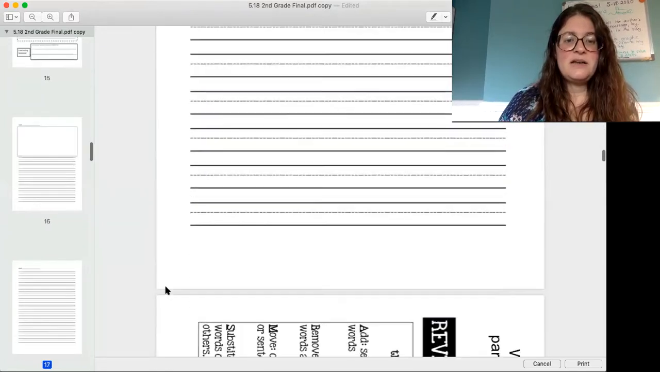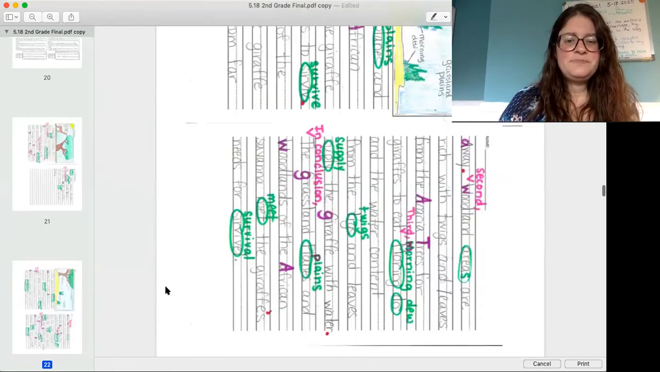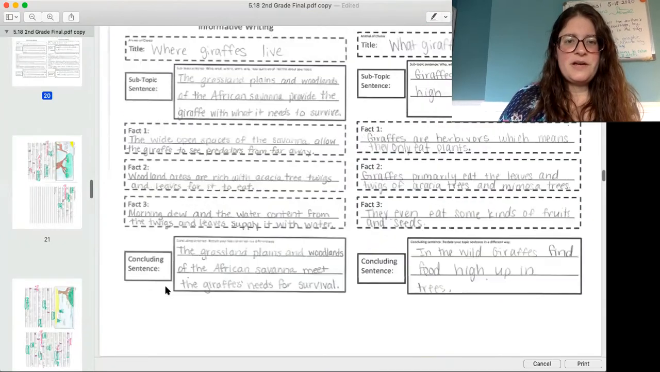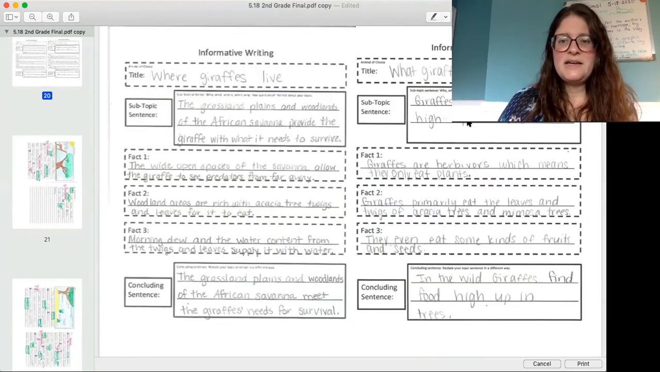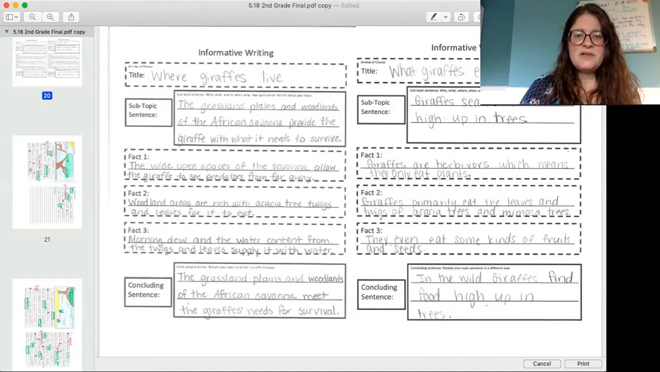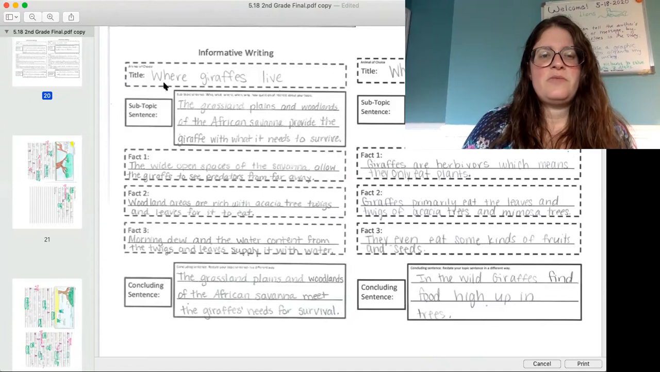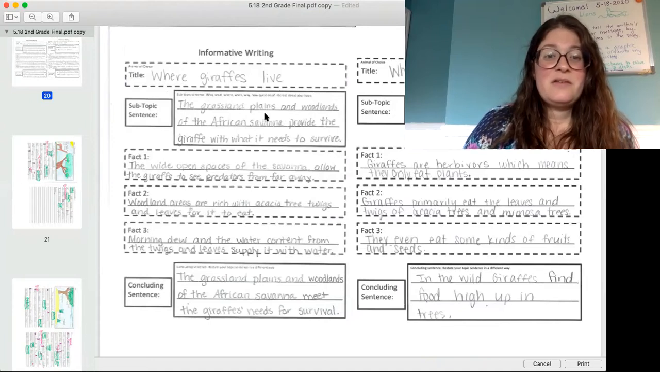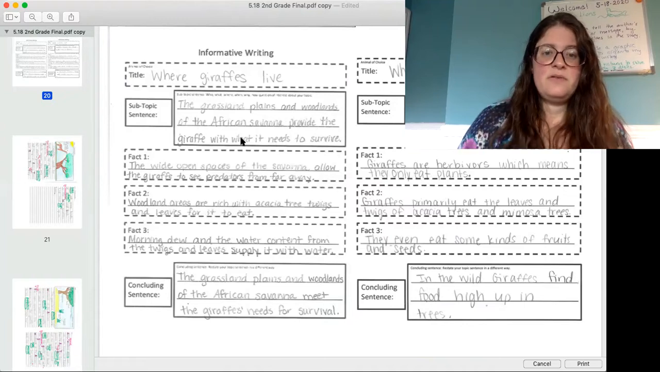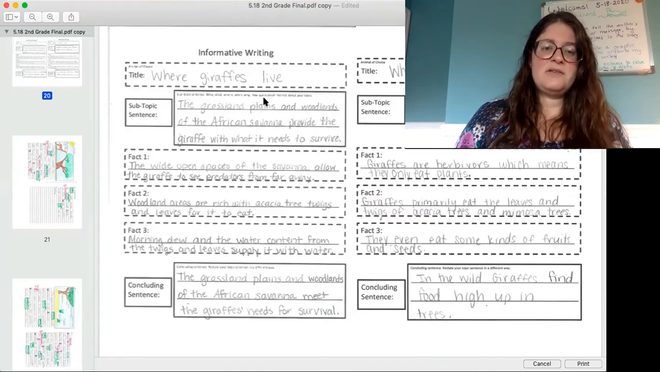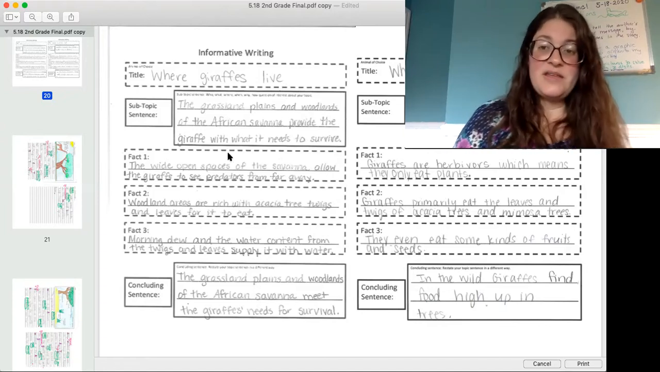If you look down, there's an example. I think I went too far. Here it is. And so what I can see here is that I'm just going to focus on this first part of the organizer. So this teacher researched where giraffes live. And then the subtopic sentence, so they could say, how am I going to start this paragraph? The grassland and plains and woodlands of the African savanna provide the giraffe with what it needs to survive. So this is the topic about where giraffes live. This introduces some of the ideas there.